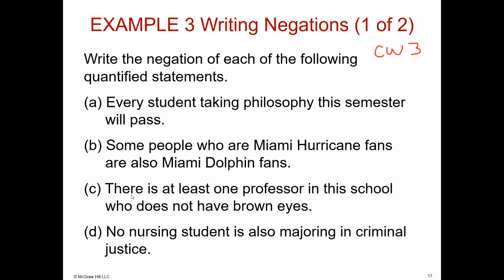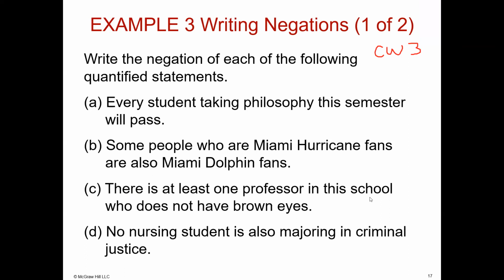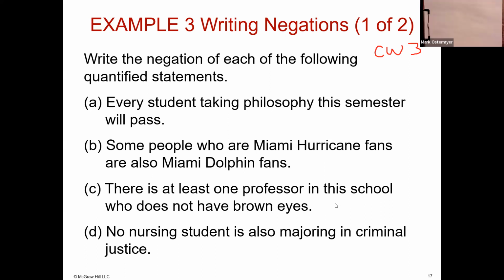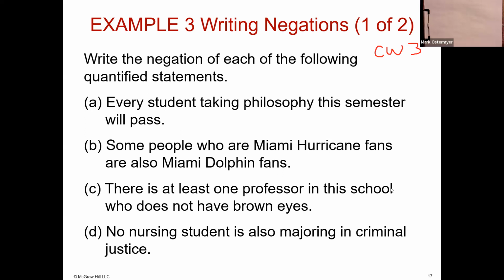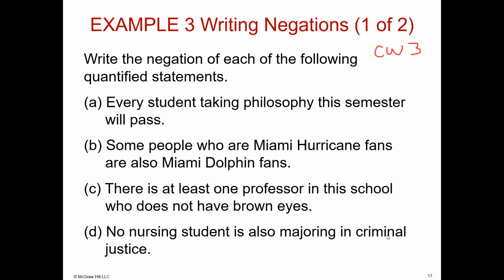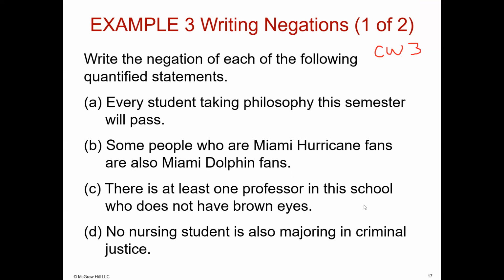I don't know. Let's see. There is at least one professor in the school who does not have brown eyes. So there's at least one professor, let's say, that has blue eyes. The negation of that would say no, there's no professors that have different color eyes than brown. You see that? Meaning that, stated properly, all professors at this school have brown eyes. All the professors have brown eyes. Because there's not at least one that does not have brown eyes or has a different color eyes, correct? Okay.